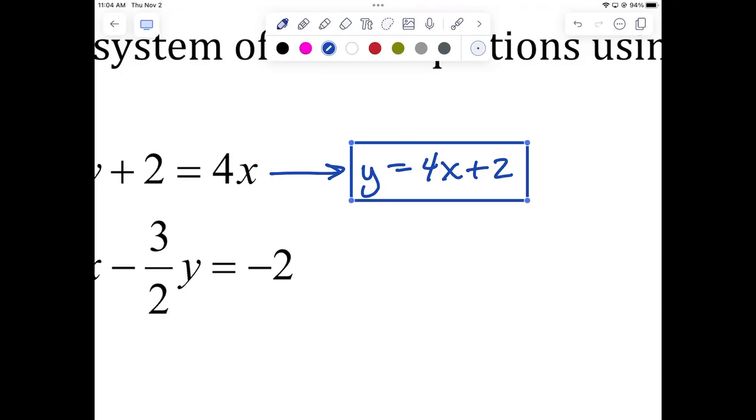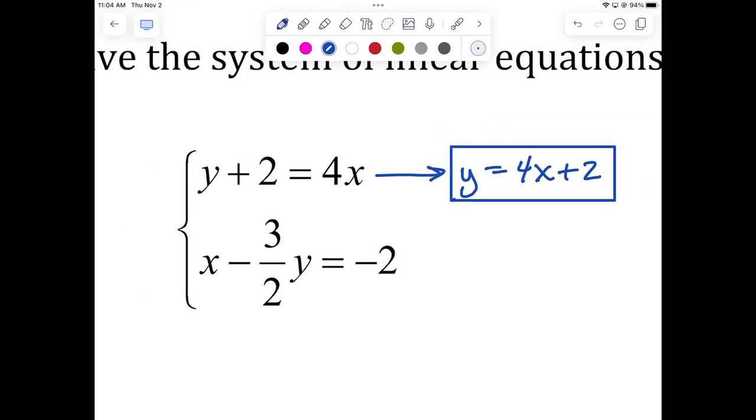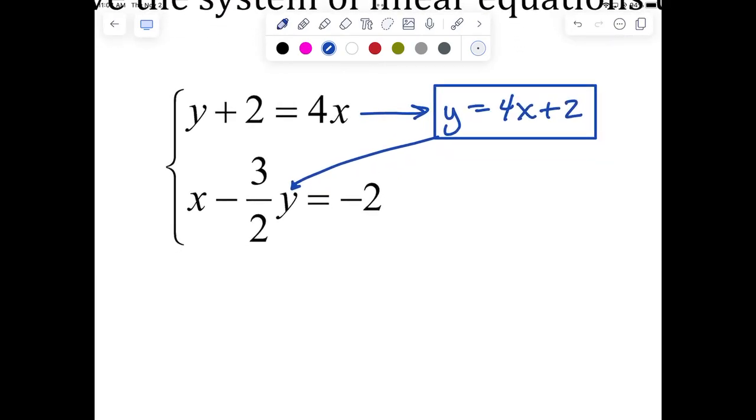Oh, I know what I did. I put 2 fingers down. You don't want to do that. Y is now the same as 4x plus 2, and 4x plus 2 is now the same thing as y. They mean the exact same thing. Okay? So what am I going to do? I am now going to plug this into the second equation for y. And here's what it looks like. x minus 3 halves times parentheses equals negative 2. And now I'm going to substitute in there, and I get 4x plus 2.